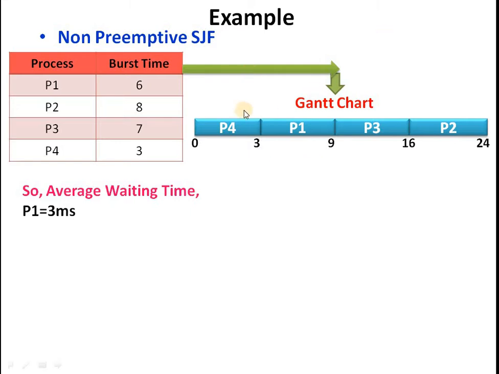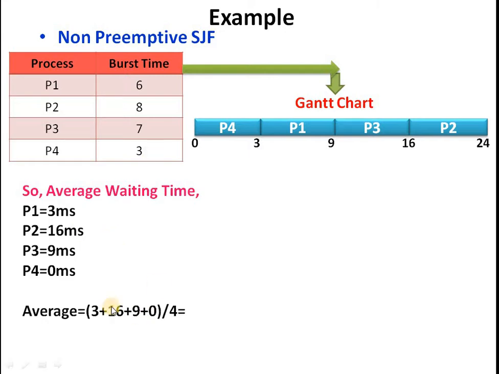So P1, its waiting time is 3 milliseconds. P2, it's having 16 milliseconds. P3, it's having 9 milliseconds, and P4, it's having 0 milliseconds. That's the waiting time. Now calculate the average waiting time, that is P1 plus P2 plus P3 plus P4 divided by 4, because it has 4 processes. So 3 plus 16 plus 9 plus 0 divided by 4, it's 7 milliseconds. It's the total average waiting time.